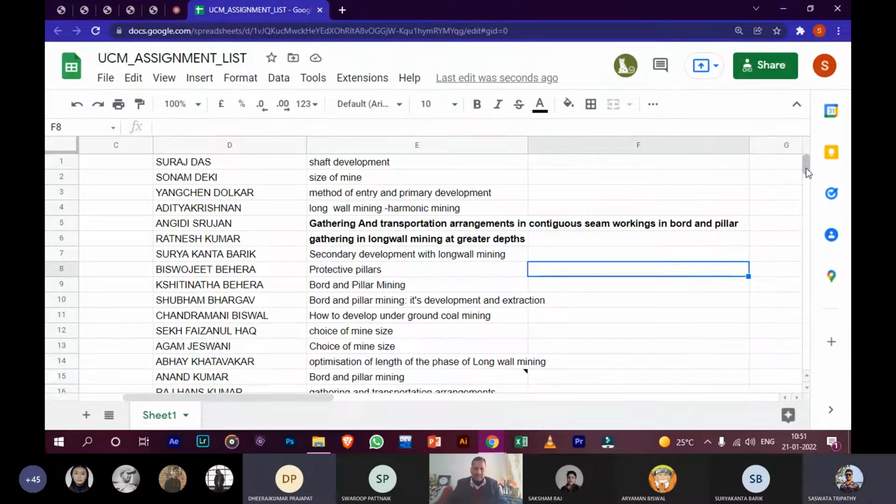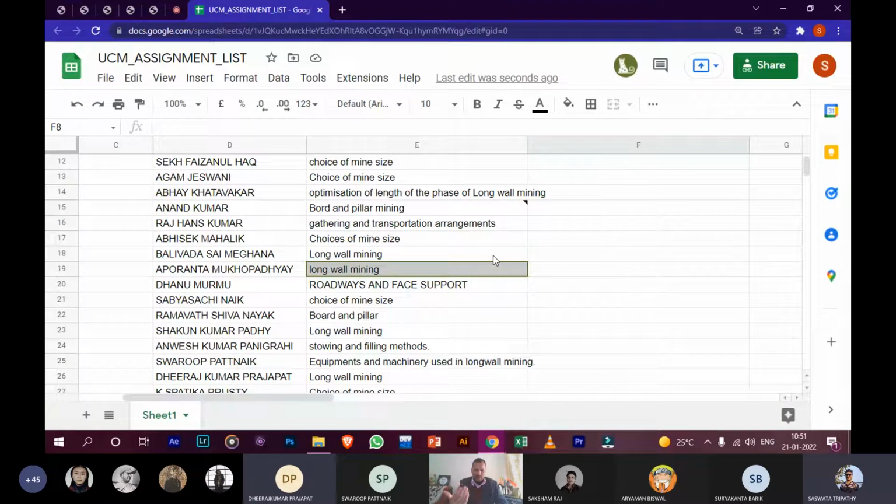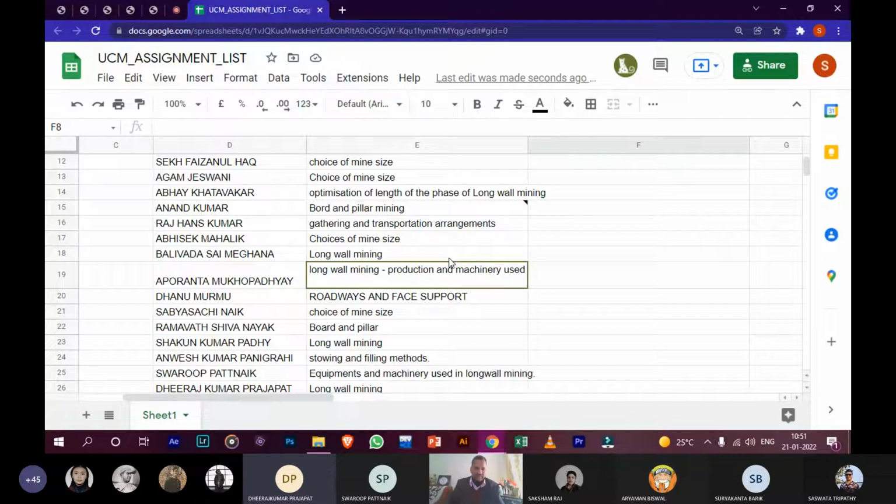Yes, any others? Let them come out with their doubt. It is better than us identifying. I told this because I have seen so many people write simply longwall. Yes, right. Anybody? I am Suryakant.